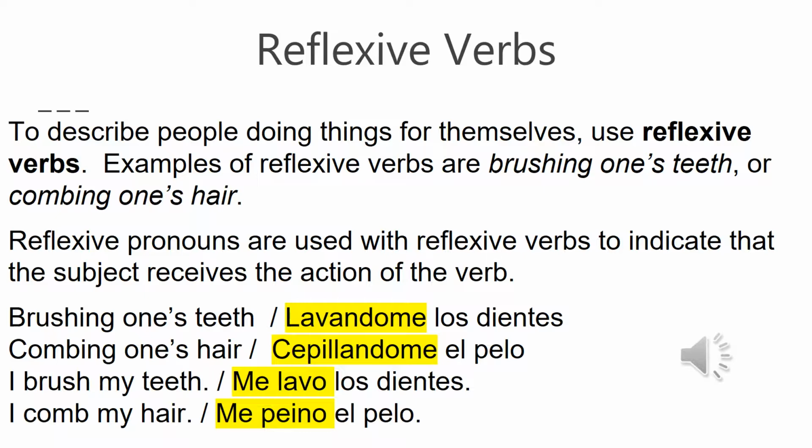The first way, brushing one's teeth, lavándome los dientes, combing one's hair, cepillándome el pelo. The pronoun is lumped in with the verb, lavándome, cepillándome. The second way to do this is I brush my teeth, me lavo los dientes, I comb my hair, me peino el pelo. In this instance, the pronoun is before the verb.